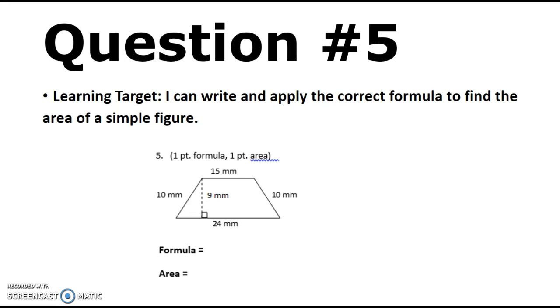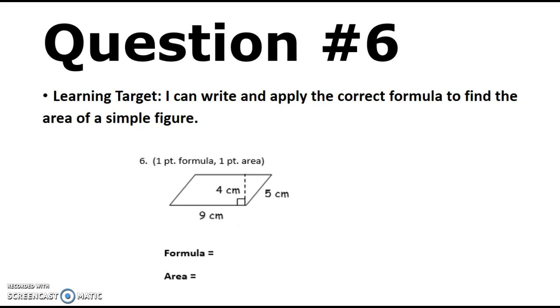Question number 5. Learning target: I can write and apply the correct formula to find the area of a simple figure. Learning target: I can write and apply the correct formula to find the area of a simple figure.